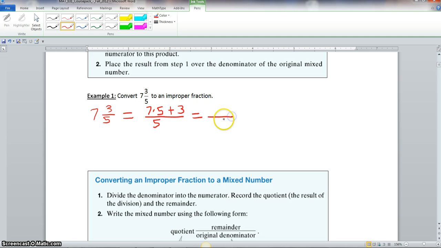Now our denominator still is 5. For our numerator, we follow the order of operations. We know multiplication comes before addition. 7 times 5 is 35 plus 3. And 35 plus 3 is 38, all over 5.